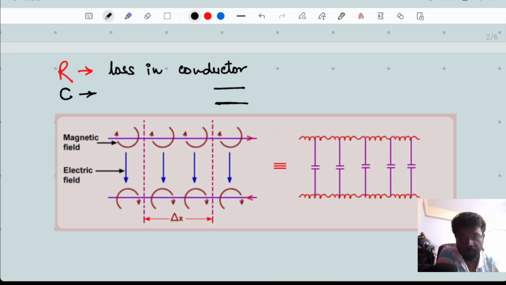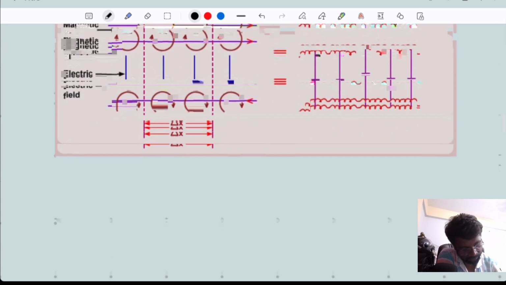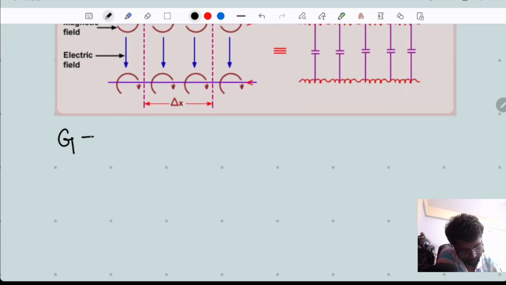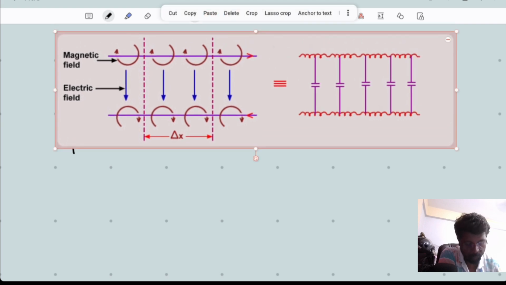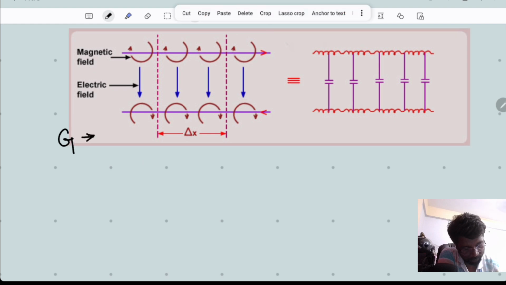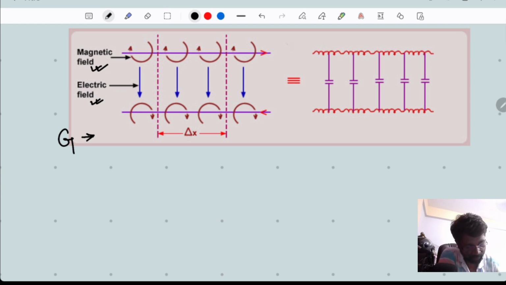And the medium in which the transmission line is present is not ideal. There is some leakage in the medium, and that leakage is represented by G, the conductance of transmission line. And we know that magnetic field linked with current will produce an inductance.